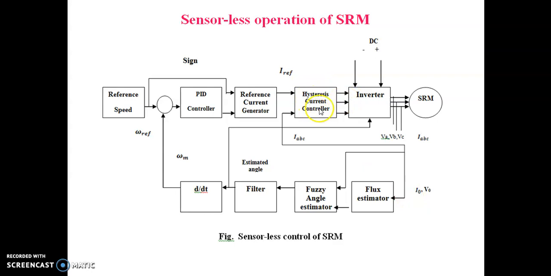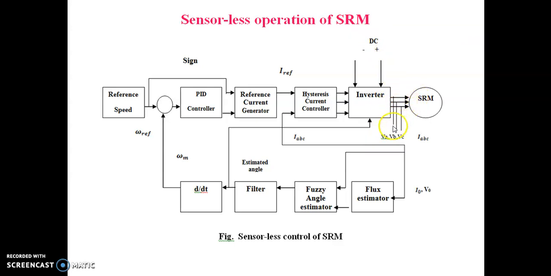The hysteresis current controller receives the reference current value from the reference current generator, and it also receives the three-phase currents IABC from the SRM drive. Based on these inputs it produces output signals, and these signals are used to trigger the power semiconductor devices in the inverter module. For this inverter module we also provide a DC power supply. The output of the inverter is AC.